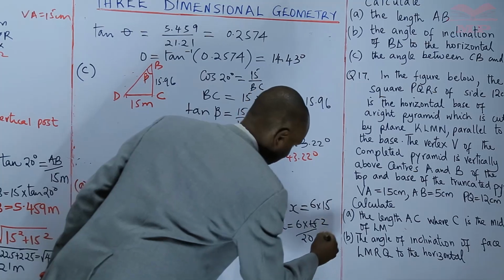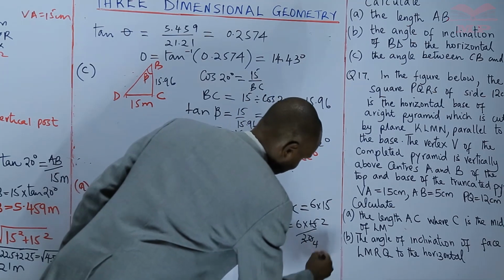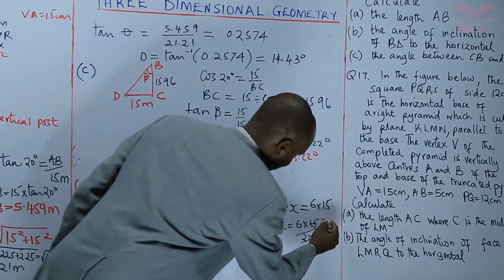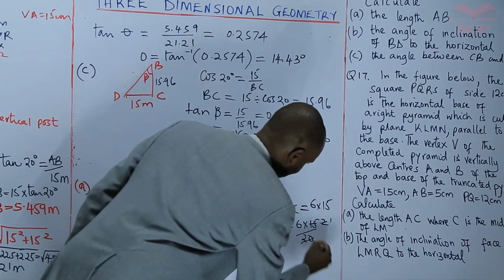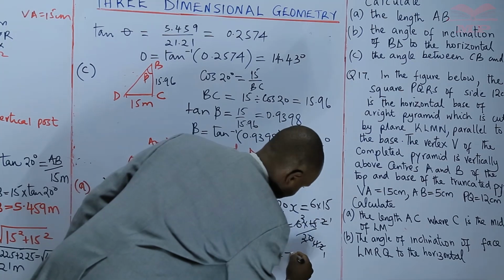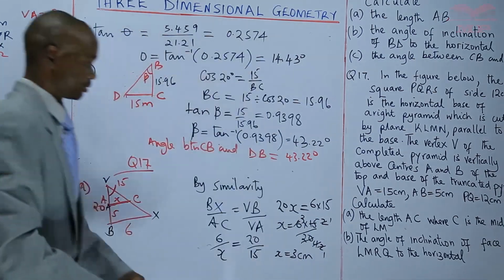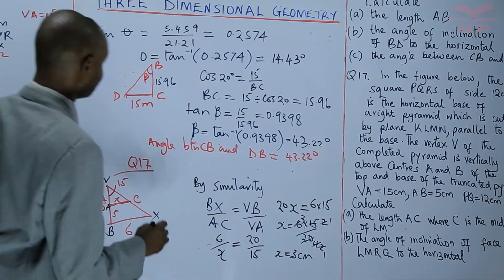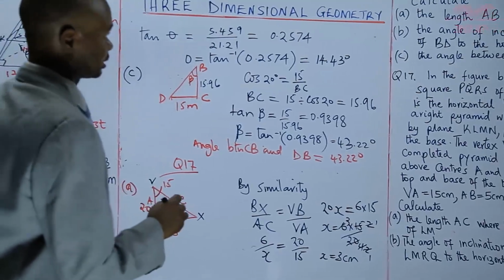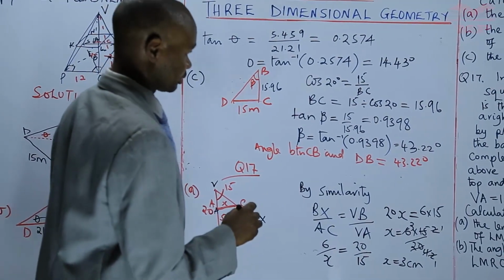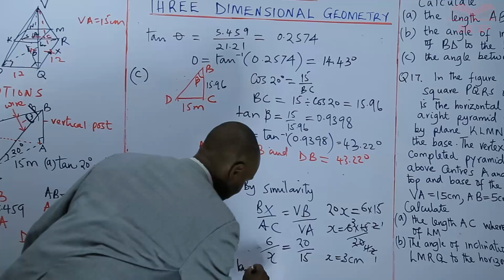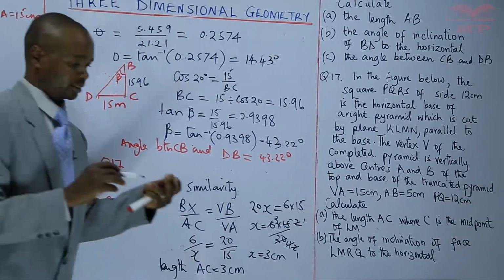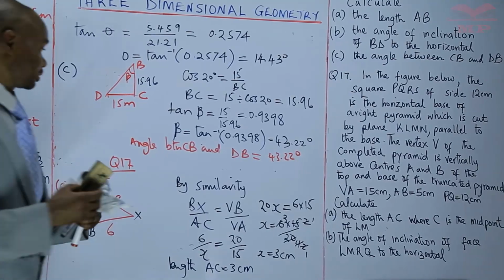So 5 goes there 2, 5 goes there 4. So it's actually 12 divided by 4. 2 goes there 1, 2 goes there 2. 1, 3. The value of x is 3 centimeters. So length AB, length AC is 3 centimeters. We move to the second question.